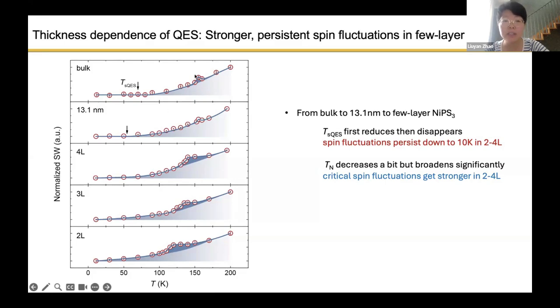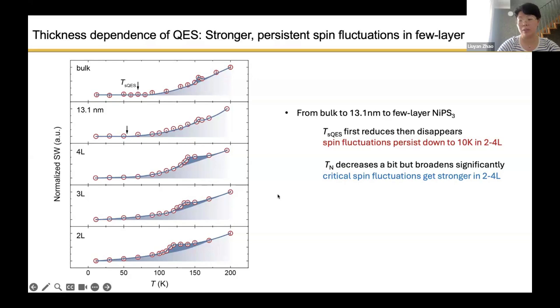The second feature is that this teeny tiny bump that is there in the bulk became very broad and takes up a much bigger spectral weight in these few layer cases. So these two things tell us that the spin fluctuations in the few layer cases survive down to the lowest temperature, and also the critical fluctuation takes a way higher spectral weight around the 100-ish temperature.